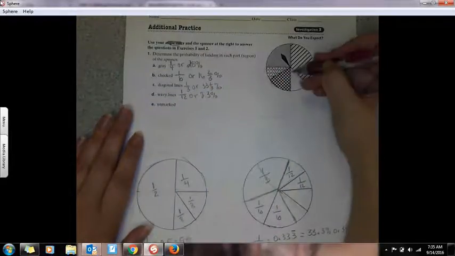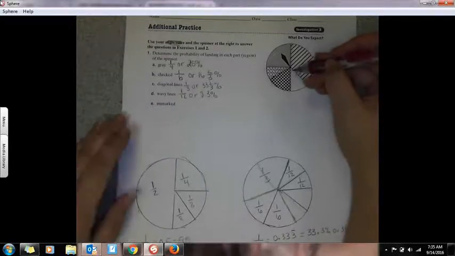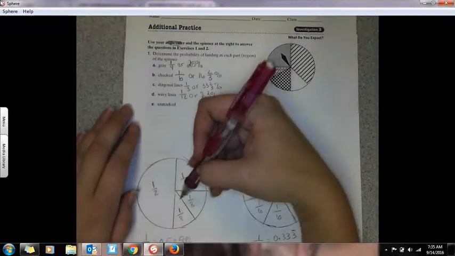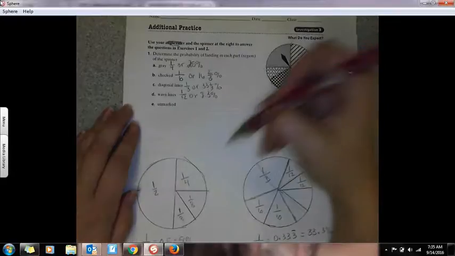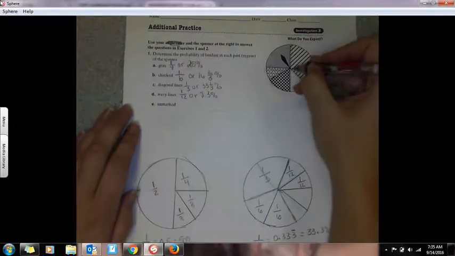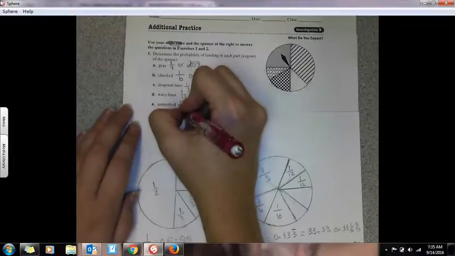And last but not least, we have our unmarked one, which is very similar to our wedge that's labeled 1/8. So the probability of getting the unmarked would be 1 out of 8, or 12.5%.